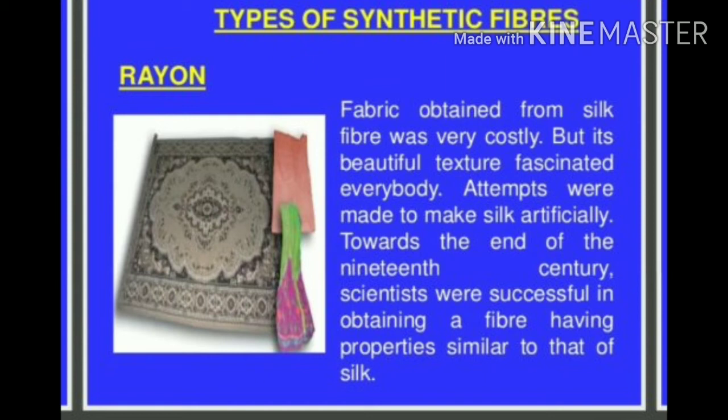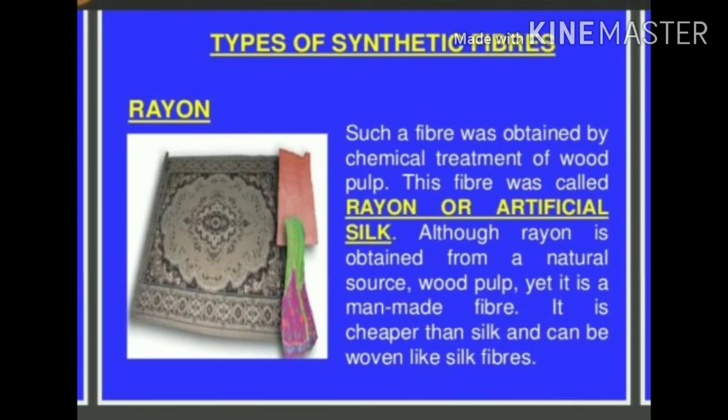So scientists started to obtain a similar artificial fiber, and towards the end of the 19th century they succeeded in obtaining a fiber with properties similar to silk. This fiber was called rayon. Rayon is obtained by a chemical treatment of wood pulp, and it is also called artificial silk. Although rayon is obtained from a natural source, the wood pulp, yet it is a man-made fiber. It is cheaper than silk and can be woven like silk fibers.